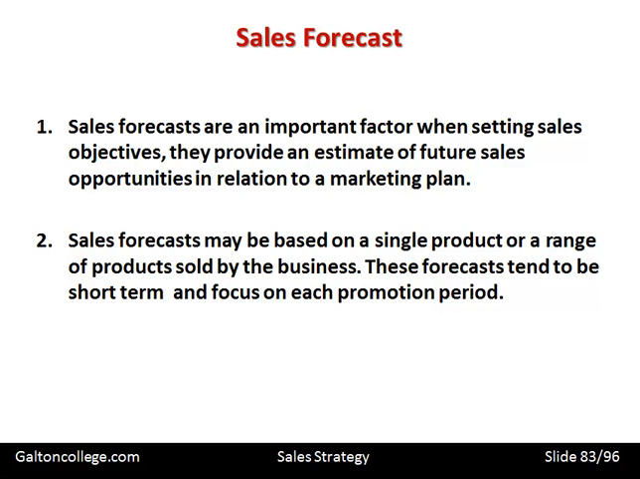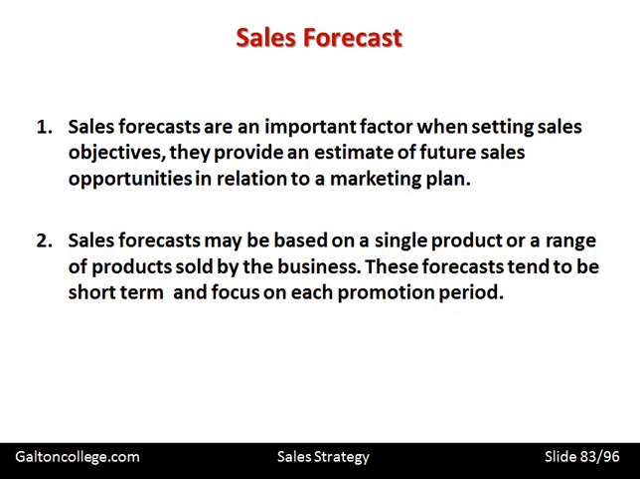It may be based on a single product or a range of products sold by the business. So sales forecasts may be a single product, or maybe if it's a range of products, it's really looking at the reputation of the business. The business sells many products. What do the customers think of those products? And by, in a sense, aggregation, we're talking about what the customers think of the business.